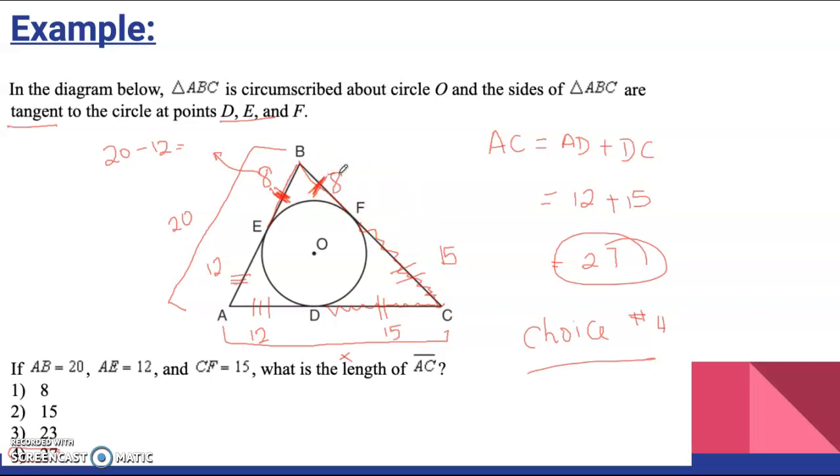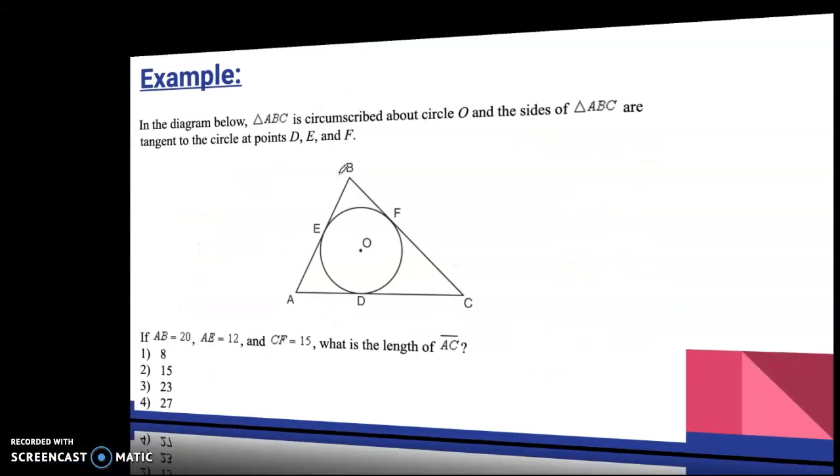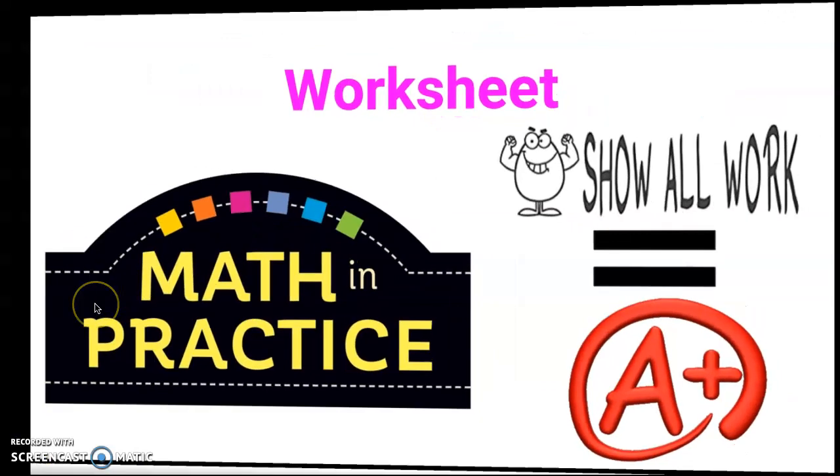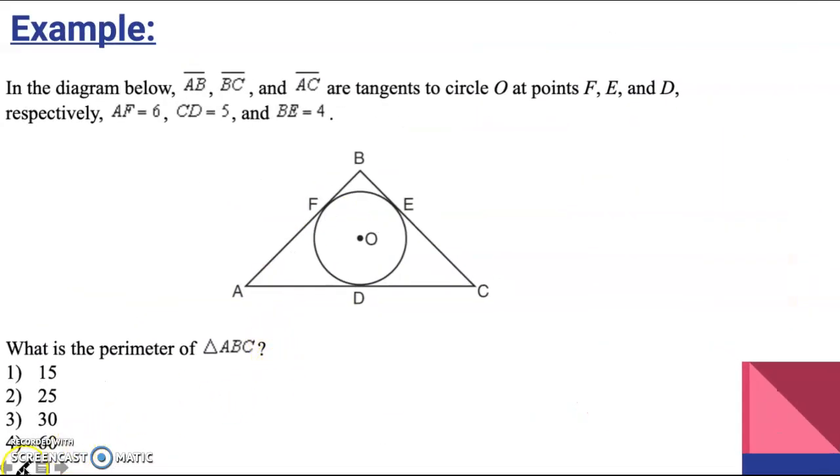All right? These are the type of questions you're going to see on your worksheet, but I got one more before I go. In the diagram below, you have lines AB, BC, and AC, and they're tangent to the circle, meaning they intersect at one point at F, E, and D, respectively. It says AF is 6, CD is 5, and BE is 4.